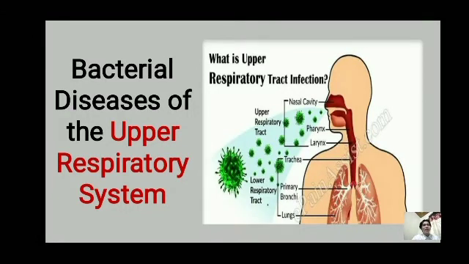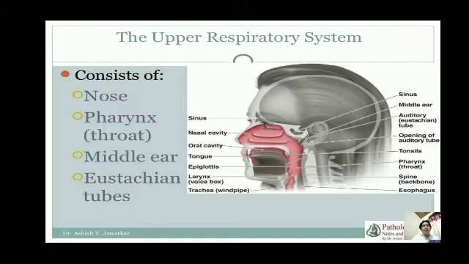I am Lester Magallon, and I am going to continue the discussion about the bacterial diseases of the upper respiratory system. As you can see, this is the anatomical structure of the upper respiratory system. The upper respiratory system consists of the nose, the pharynx, the middle ear, and the eustachian tubes. These are spots where infection can happen, and these are the structures you have to familiarize yourself with.